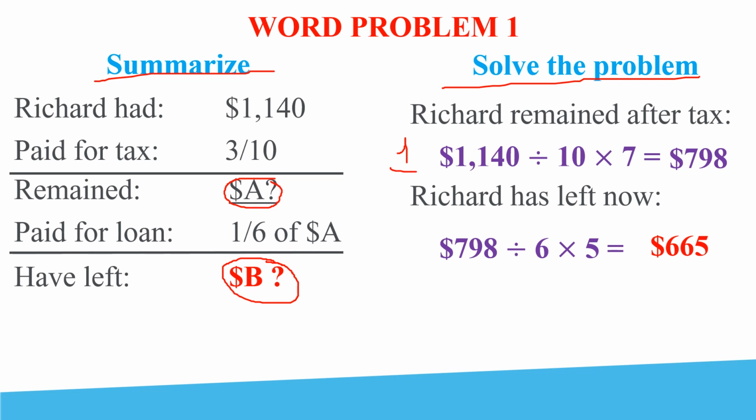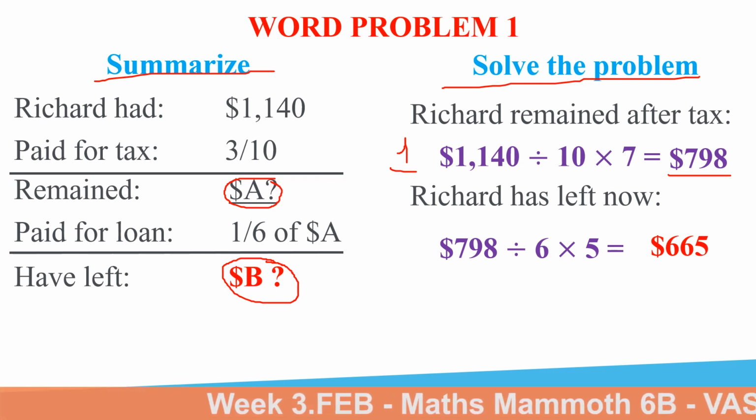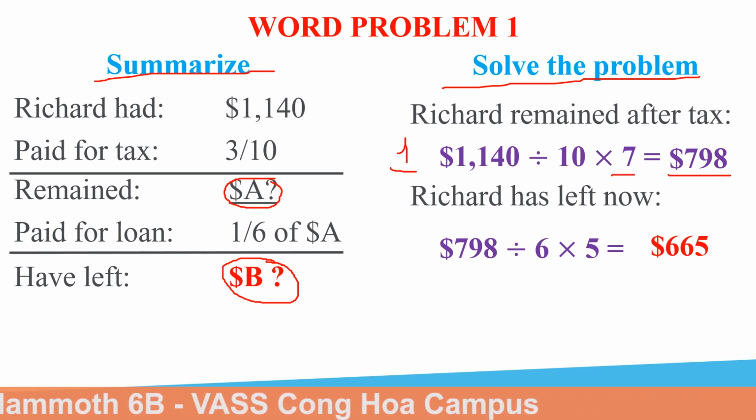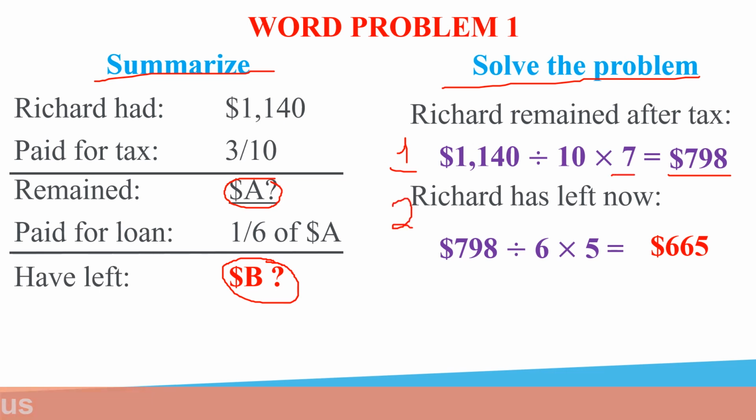Step 1. We find A, which is $798. We do that by dividing the paycheck by 10 and multiplying that by 7. Step 2 is the remaining after taxes. We divide that by 6, multiply that with 5, and we have $665. This is the amount left at the end. Okay? So this was all related to problem 1. Let's move to the second one.